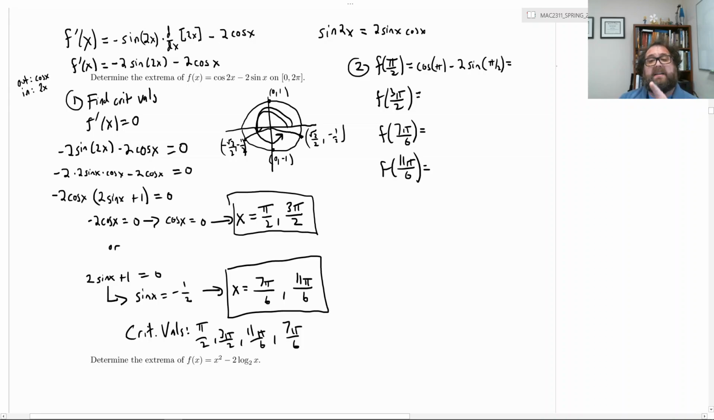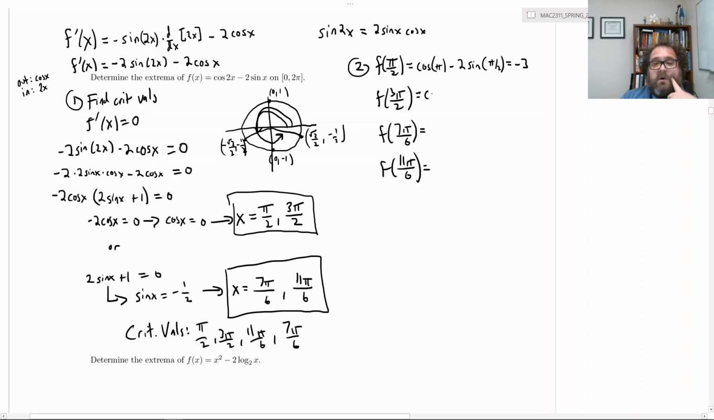-1 minus 2 times sine of pi over 2. What's sine of pi over 2? That's 1. So you have -1 minus 2 times 1. So -1 minus 2, -3. All right, what about 3 pi over 2?